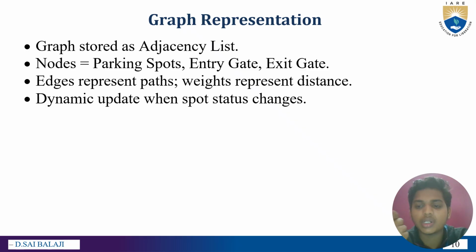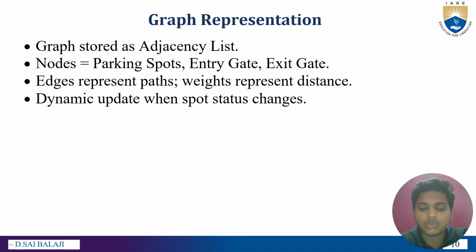Now, graph representation: how do we represent the graph in this problem? The graph is stored as an adjacency list. The nodes are the parking spots, the entry gate, and the exit gate. Edges represent paths, weights represent distances, and the graph updates dynamically when a spot's status changes.